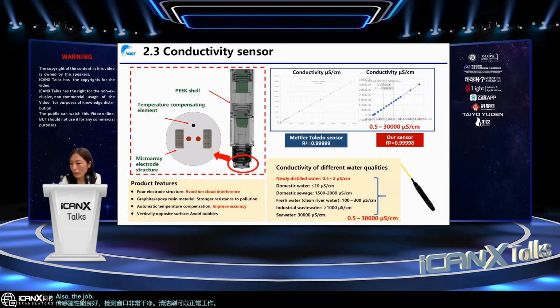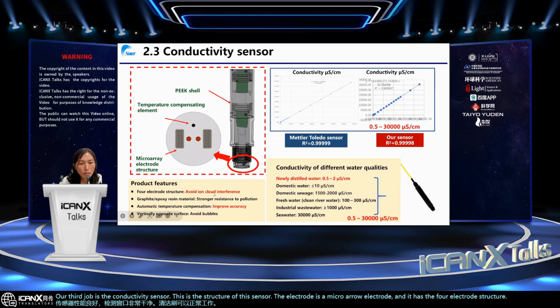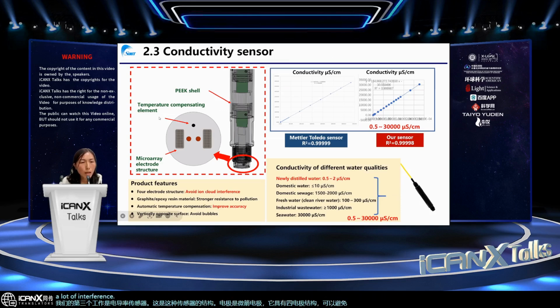Our third work is the conductivity sensor. This is the structure of this sensor. The electrode is a micro array electrode, and it has a 4 electrode structure, which could avoid cross interference. And we also have a temperature compensating element, which could improve the accuracy. We compared our sensor with the metal sensor, and the coefficient is very similar.